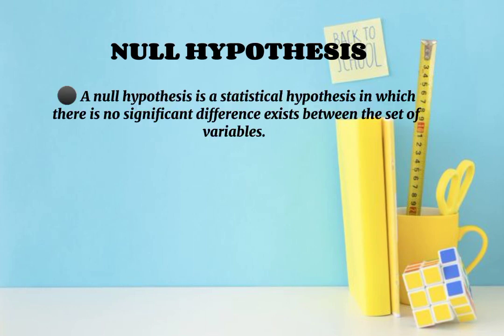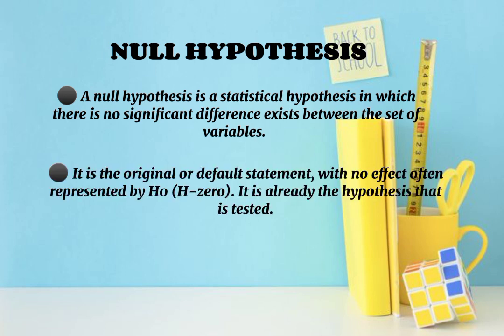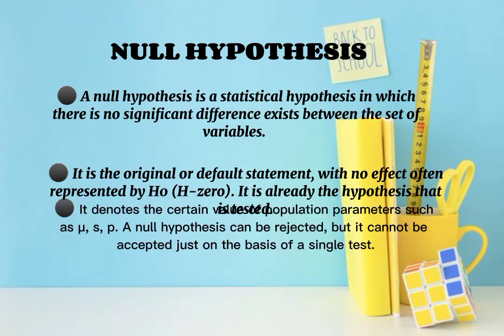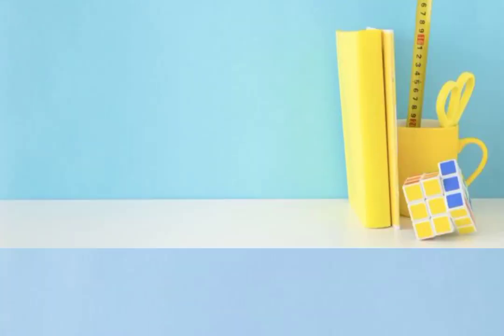So what is null hypothesis? A null hypothesis is a statistical hypothesis in which there is no significant difference between the set of variables. It is the original or default statement with no effect, often represented by H0. It is always the hypothesis that is tested. It denotes a certain value of population parameters such as mean, S, and P. A null hypothesis can be rejected, but it cannot be accepted on the basis of a single test.